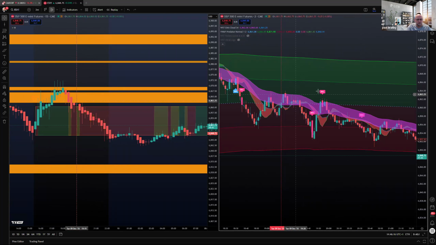There wasn't here, but look at this move. Understand the behavior. It's coming down. It's coming back up. It's testing the VWAP. We get a sell signal. That's when we go short.